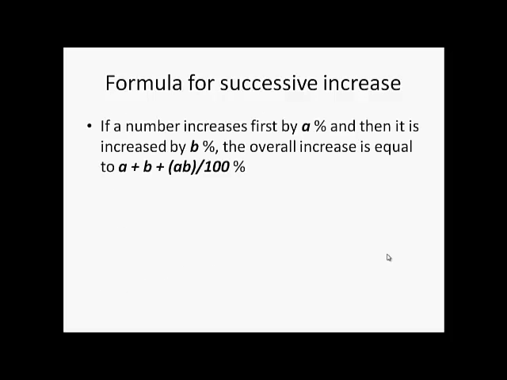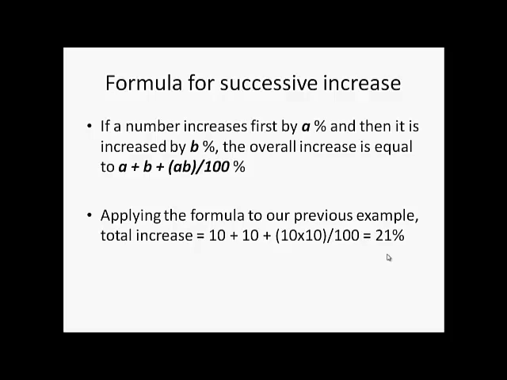Now we can also calculate the same using a basic formula, which says if a number first increases by a percentage and then it is increased by b percentage, then the overall increase is equal to a plus b plus ab by 100%. So applying this formula to our previous example where both a and b were 10% each, I get 10 plus 10 plus 10 into 10 by 100, which when calculated is equal to 21%. Using multiplication factors, 1.21 into 500 is 605, which was the exact same answer as before.